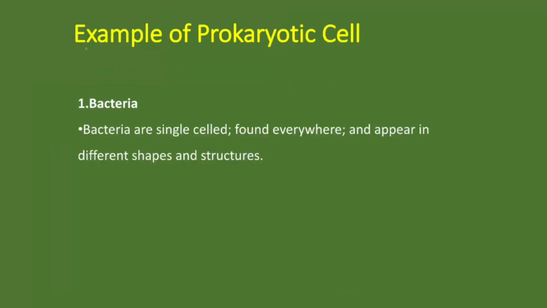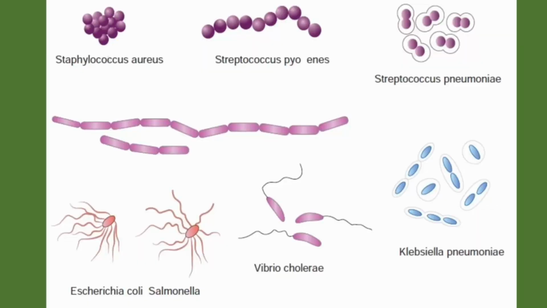And lastly we will give some examples of prokaryotic cells, and the first example is the bacteria. Bacteria are the classical example of the prokaryotic cell. Almost all the prokaryotic cells are single cells, found everywhere and appearing in different shapes and structures. Like here you can see in the picture Staphylococcus aureus, a cluster-like structure just like grapes, which is why the name is Staphylococcus aureus. Streptococcus is in the form of a chain and the shape is cocci, meaning round shape.